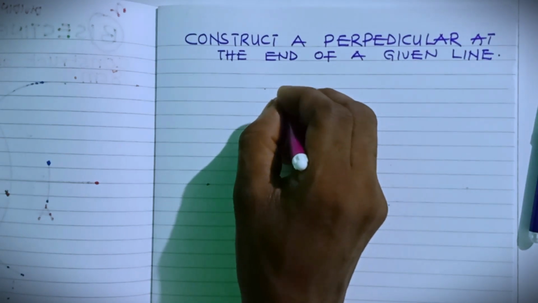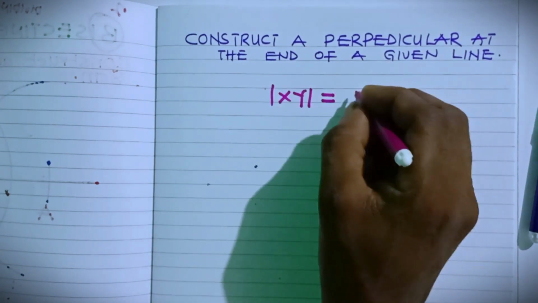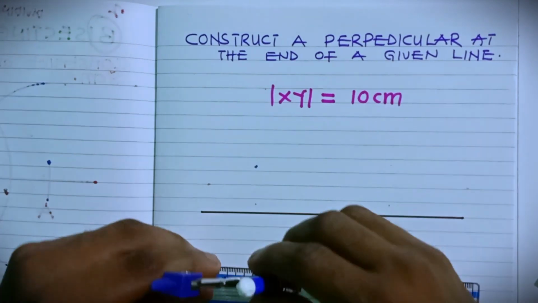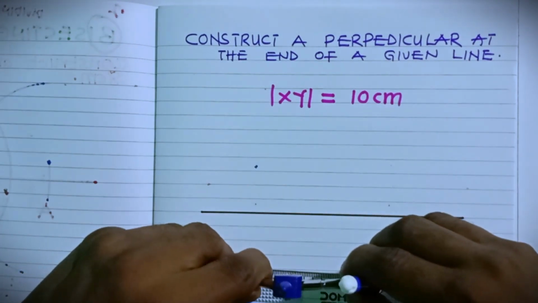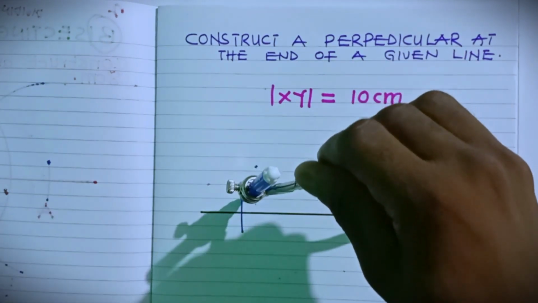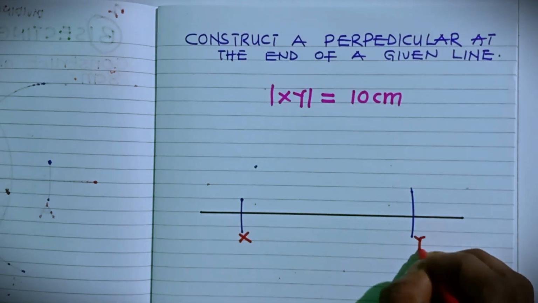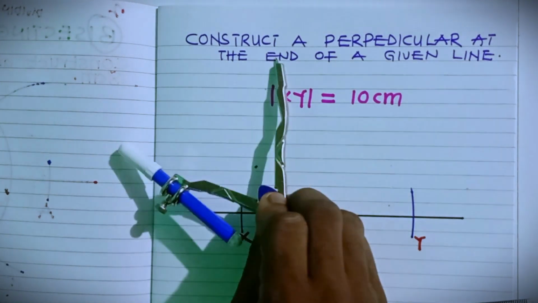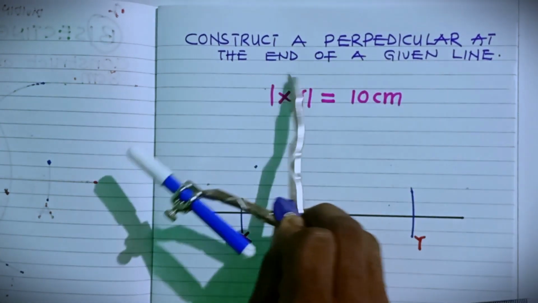Let's use line XY equal to 10 centimeters. You draw line XY straight. You measure 10 centimeters on the ruler. You stand at one end, make an arc. Stand on the arc, make another arc. You label, here is X, here is Y. We have 10 centimeters. Now we are constructing a perpendicular at the end of a given line.